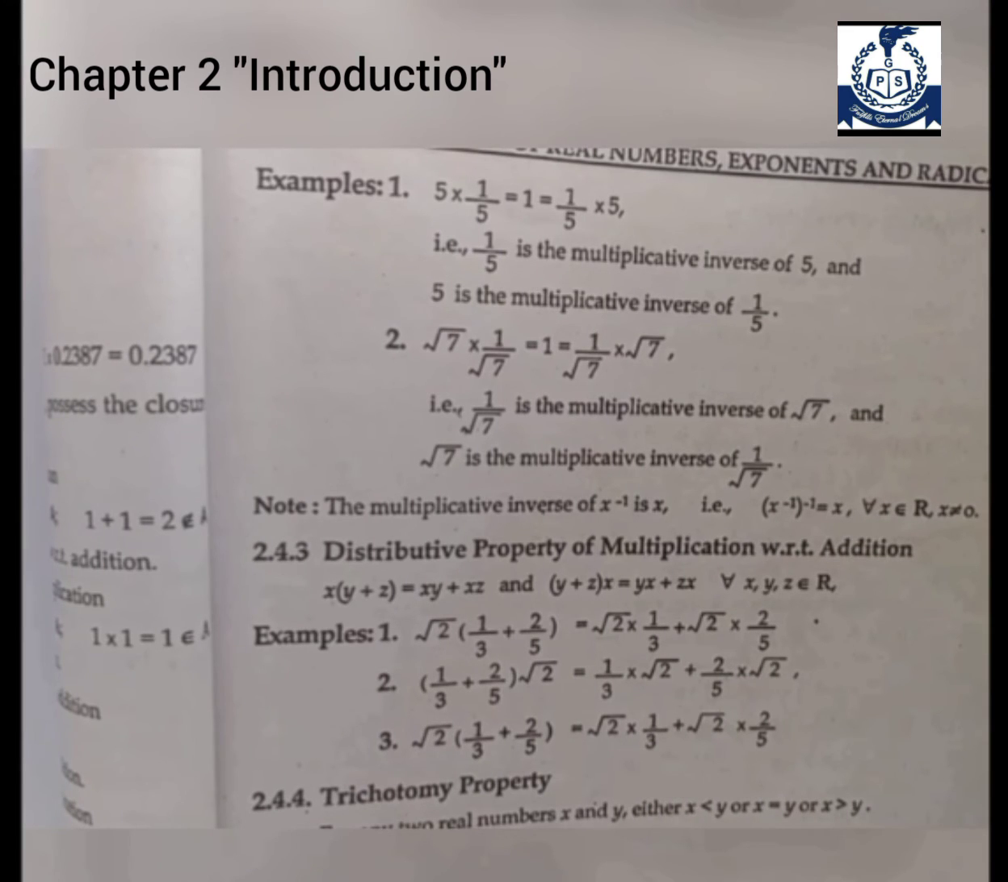Students, these all are the properties of real numbers. I hope you all understand everything: real numbers, exponents and radicals. Real numbers are rational and irrational numbers, exponents mean power, and radicals are the sign of a root. With this video I upload another video, in which I solve the questions related to this exercise.